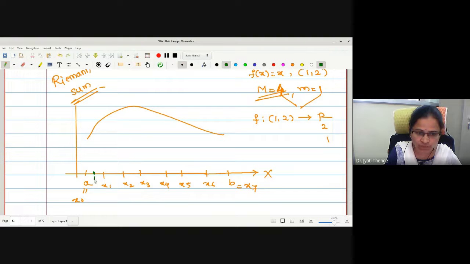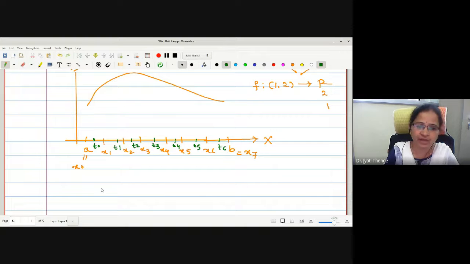Here let me put some t0. Let somewhere here it is t1. Not necessarily the midpoint, you can plot it at any place. This is t2, t3, t4, t5, and let this be t6. Okay, 6 intervals, 6 points we have identified. Then what to do? What the sum is giving us is a value.